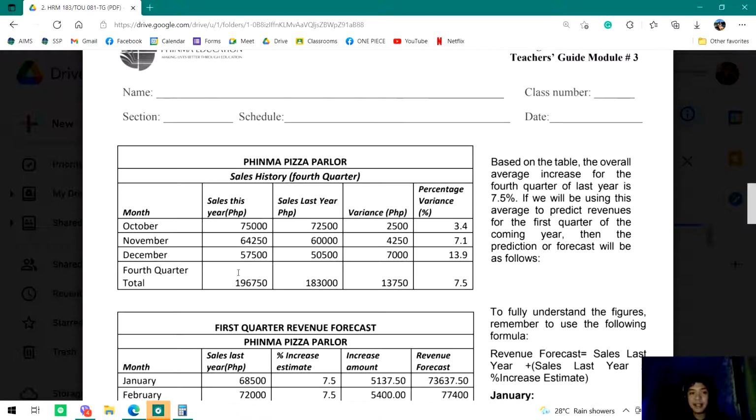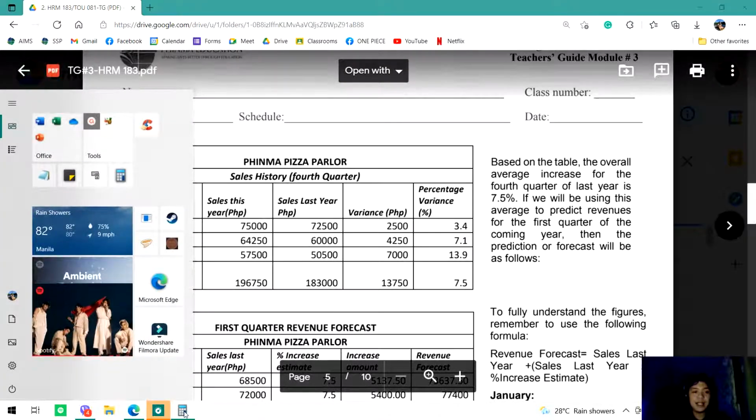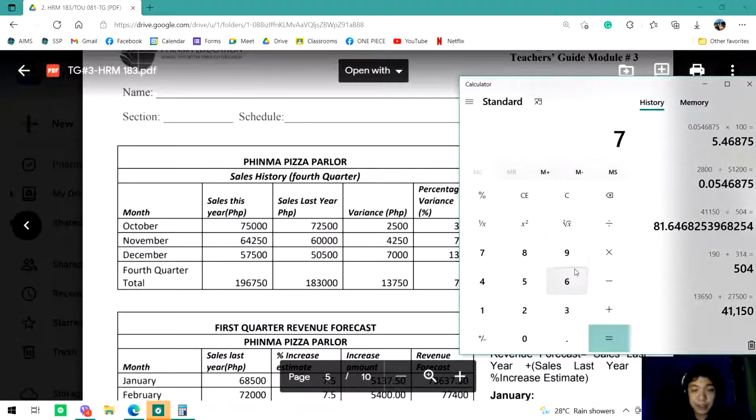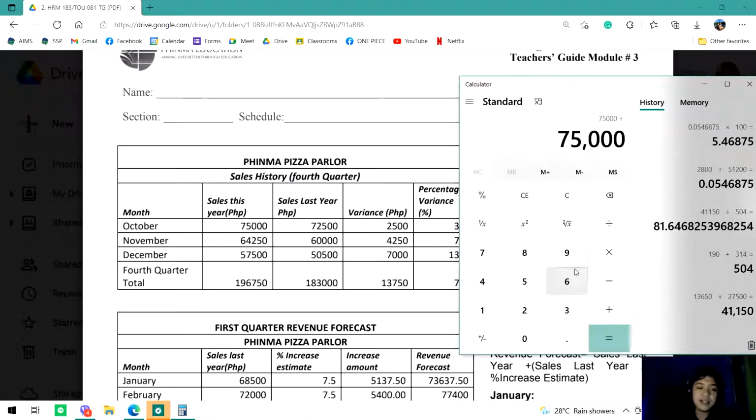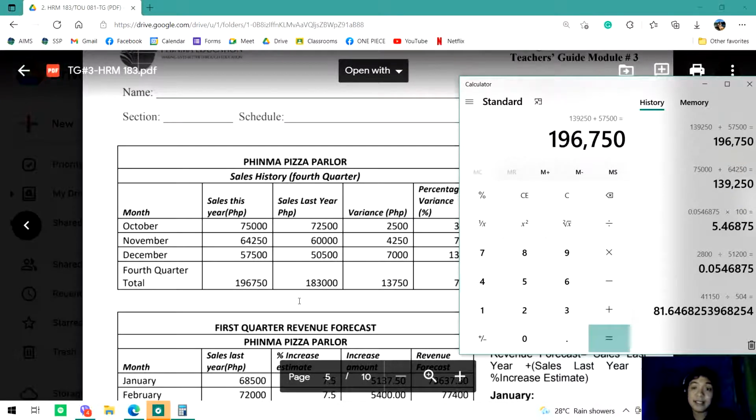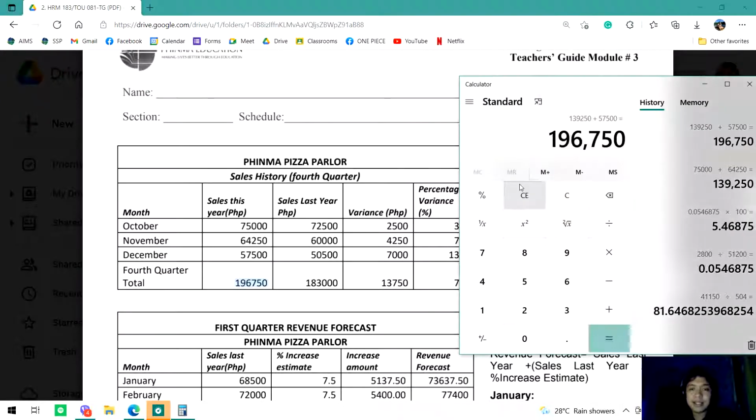Let's try to compute these tables. Tingnan natin kung tama nga ba tong table na to. 7,500 plus 64,250 plus 57,500. I'm adding up the sales this year to see if this is really the total. So, 196,750, tama. Next, sales last year, that is 7,500 plus 60,000 plus 50,500. So, that's 183,000. So, tama rin.